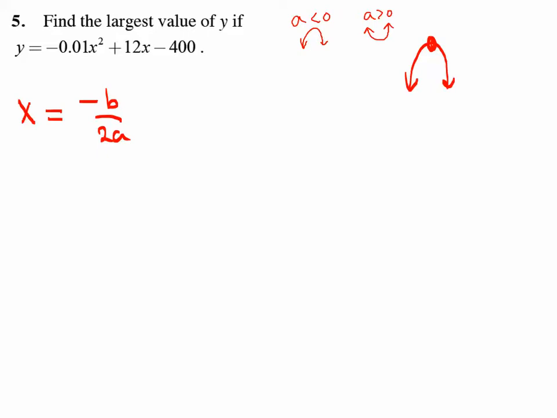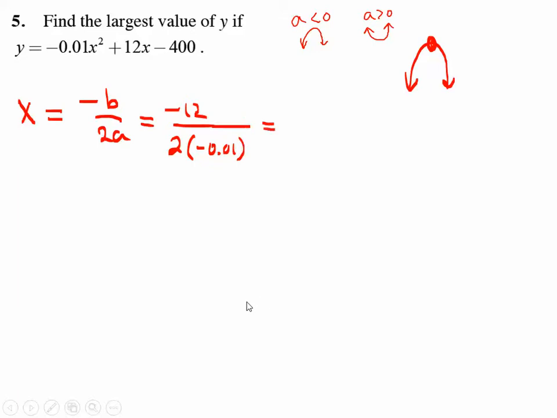Okay, everybody good there on that one? The vertex is either the maximum point or the minimum point, depending on which shape the graph takes. In this case, since it's going up to a certain point, it's the maximum point. So negative of 12 over 2 times, whoa, negative 0.01.